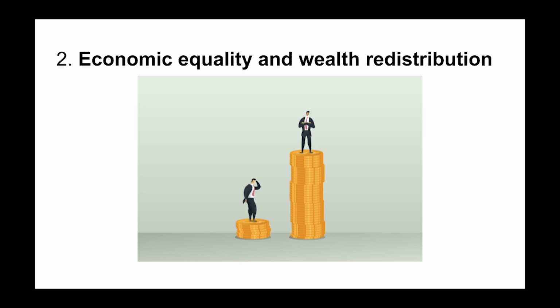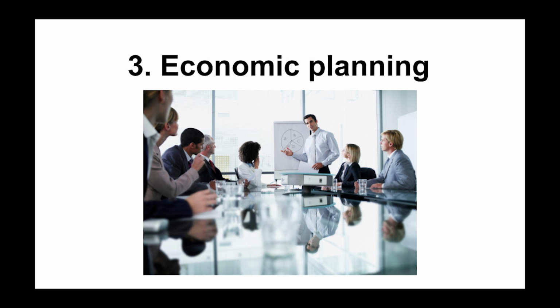Socialists aim to reduce the gaps between the rich and the poor, and they support heavy taxation on the wealthy, social programs, or direct provision of services like public healthcare and education so that even people without much money can have a decent life. The third principle is economic planning.